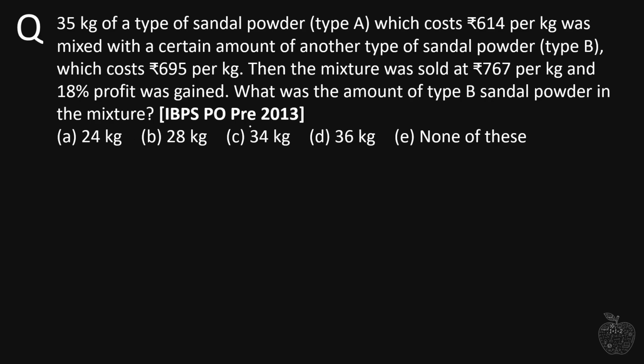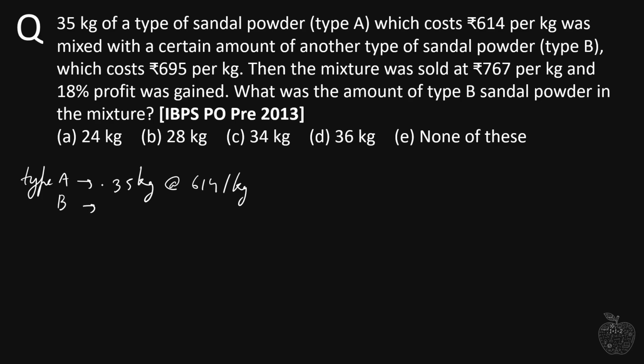Now there are two ways to solve this question. One is the usual way and then there is an allegation trick. Okay, so first of all, let's solve it the normal way. So in the question we are given that there is a type A and there is 35 kgs of type A and it costs 614 per kg. So 35 kgs of type A is bought at 614 per kg.